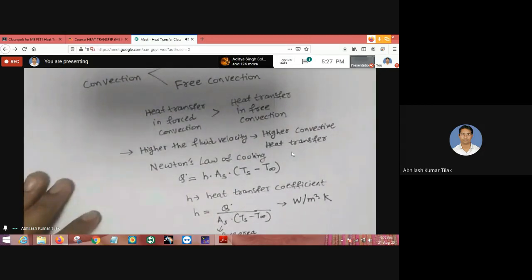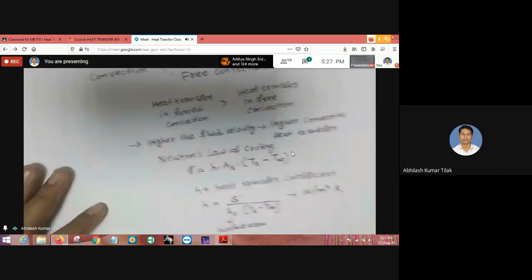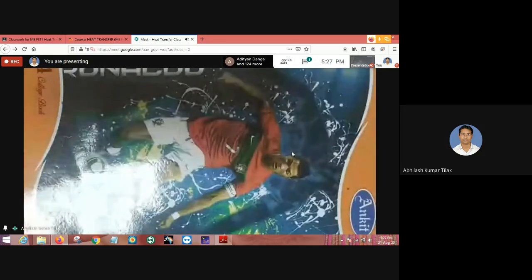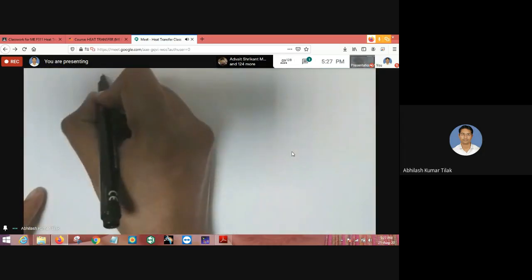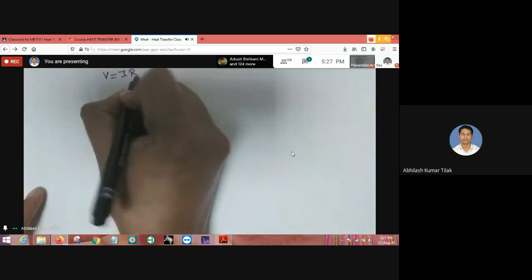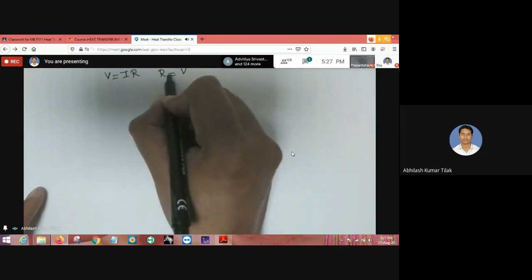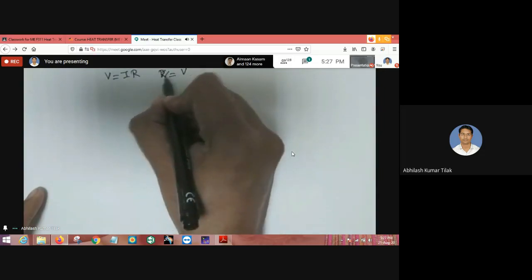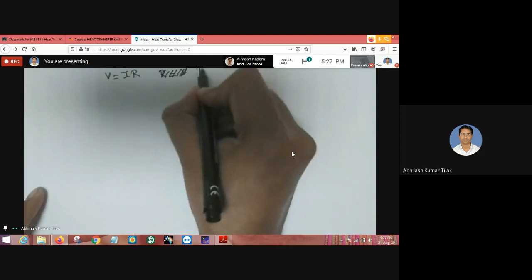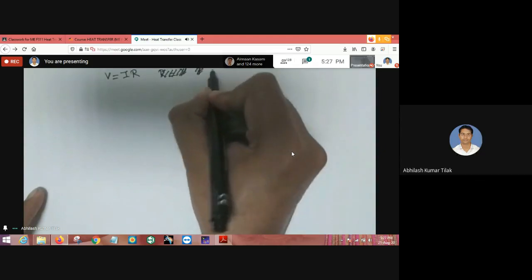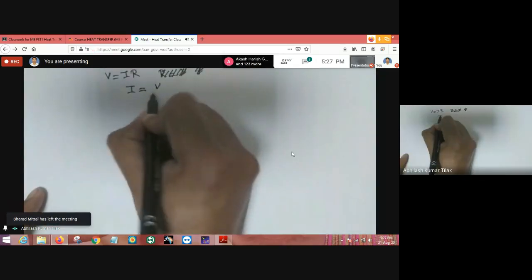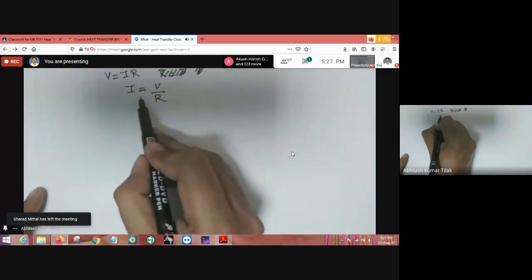Okay. Now let's talk about the resistance as we had in case of conduction. From Ohm's law, we were having V equal to IR, so I is equal to V by R here. So current is the effect, potential difference is the potential.